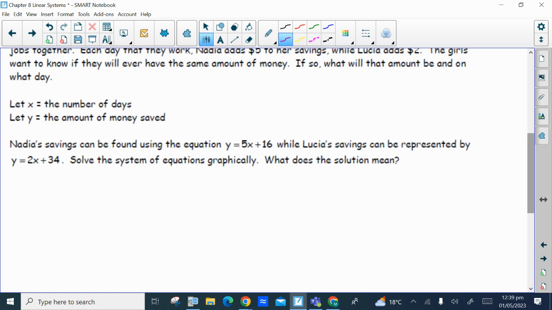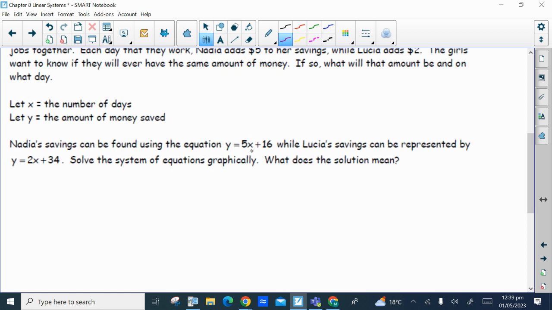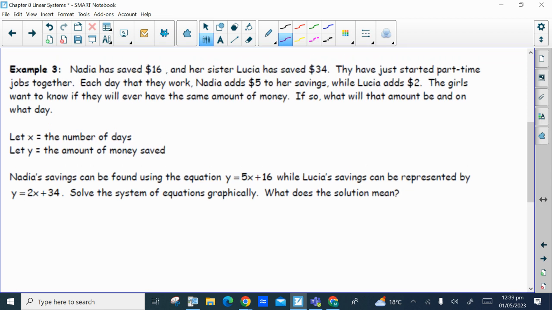So if x is the number of days and y is the amount of money saved, then we have two equations. Here's Nadia's equation, 5x plus 16, because she started with $16 saved, and she adds $5 a day onto it. So the 5x will represent how much she saves each day, plus the 16 that she started with. Lucia's equation is 2x plus 34. She started with $34, and she adds $2 every day. So that's what the 2x represents. x is the number of days.